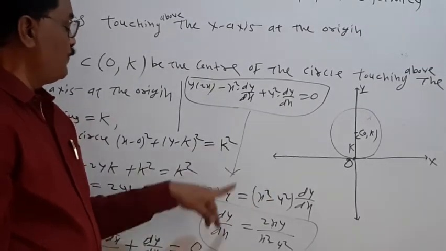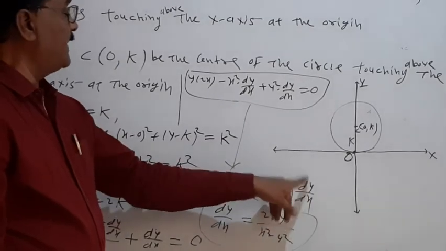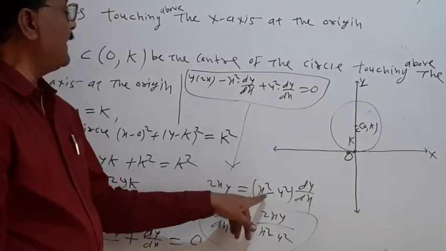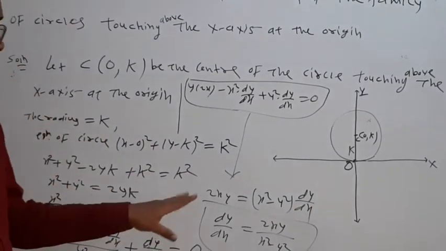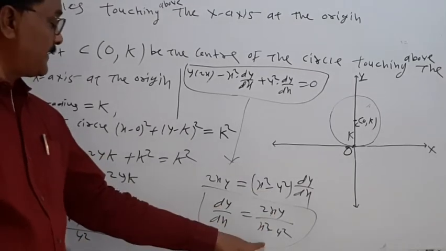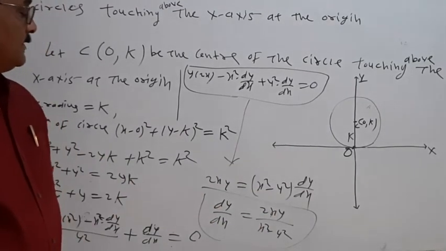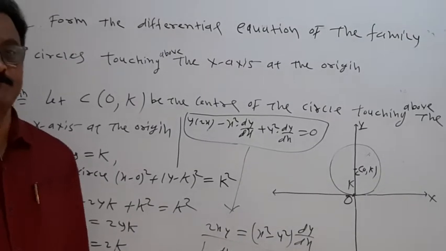Then here x square, y square, take dy by dx common from this, then in bracket x square minus y square, dy by dx. This is the required differential equation, or this can be written as dy by dx is equal to 2xy divided by x square minus y square. So this is the formation of the differential equation.